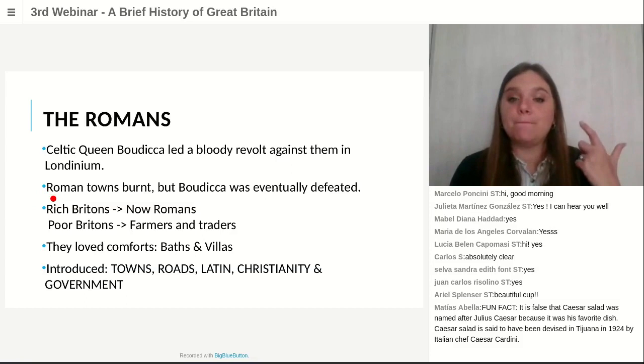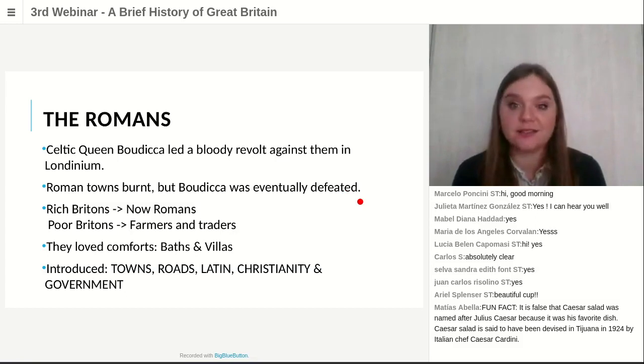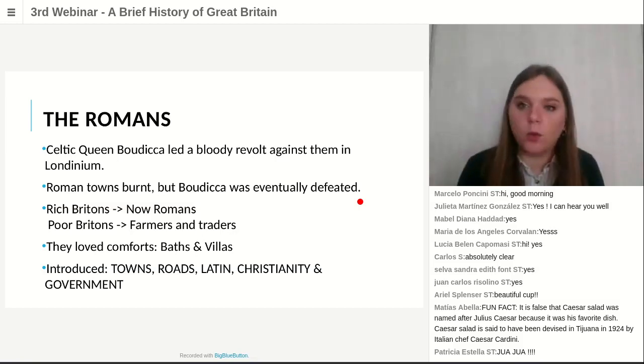Good. So the most important things that the Romans brought to England, the UK, the British Isles were towns. They created lots of towns and made them grandiose. They started building walls around towns. In London, you can still see some of the remains of the Roman wall.